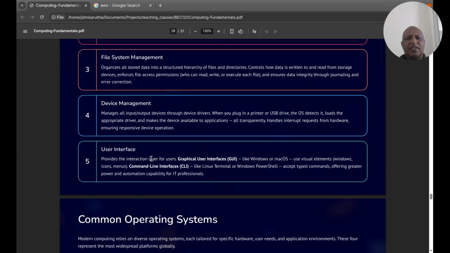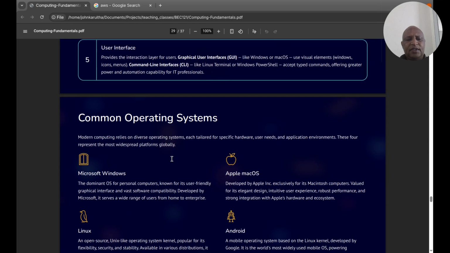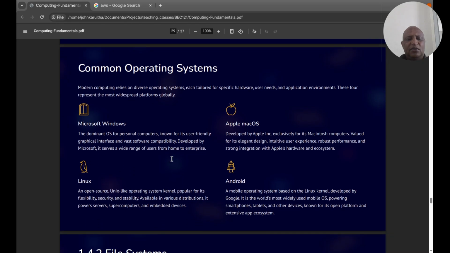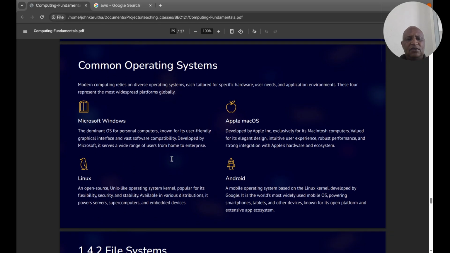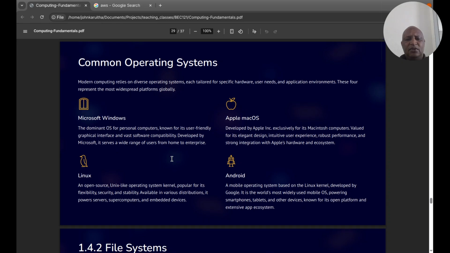The user interface is that nice screen that you see there telling you welcome, and it has a start button on there, whatever. That is what we call a user interface. So that one is provided for by the operating system. These are the dominant operating systems: Microsoft Windows, Apple Mac OS, and Linux.